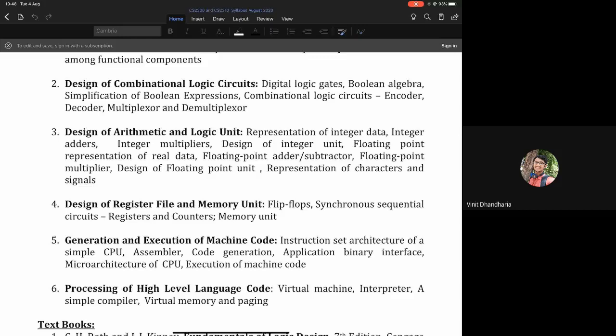Then after we finish the discussion on the arithmetic and logic unit, we'll go into the details of the design of the register file or the registers and the memory unit. As I said, the basic elements are the flip-flop elements, and the circuits that are designed using these flip-flops are what are called the sequential circuits.